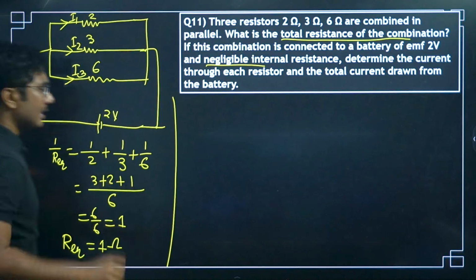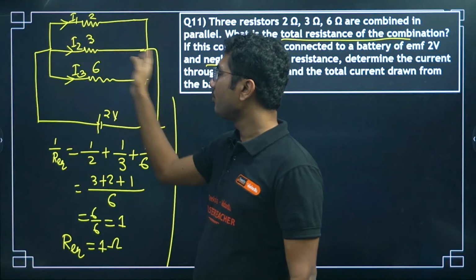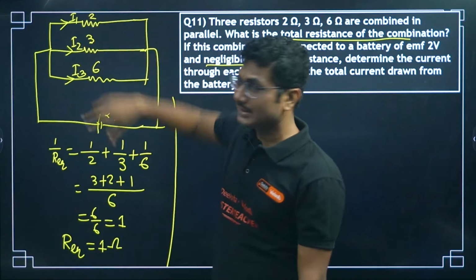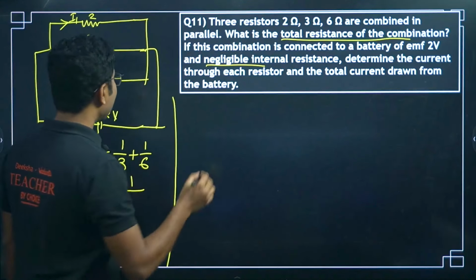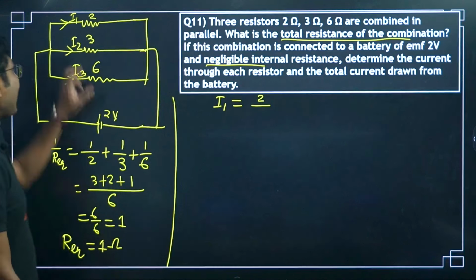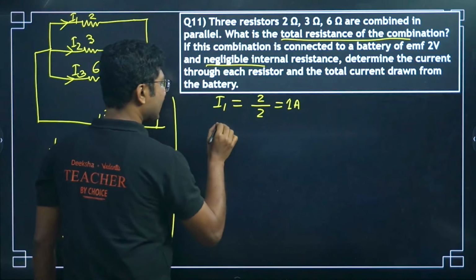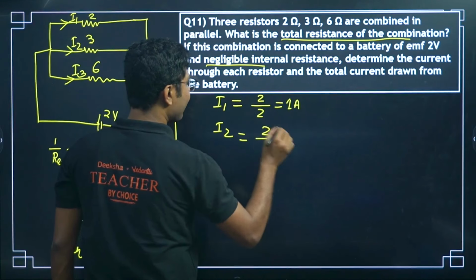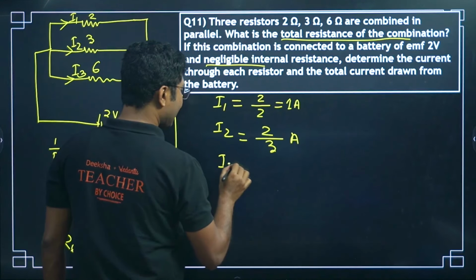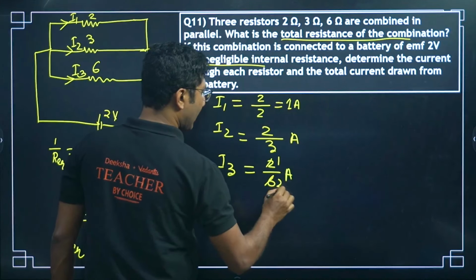Now, if you remember the concept, when the resistors are connected in parallel, the current through each is different, but the voltage across each resistor is the same as the source voltage. So, what is the current I1? I1 will be the voltage that you have applied divided by the individual resistance, which equals 1 ampere. What is current I2? Again the same, the voltage divided by individual resistance. So, 2 by 3 ampere. And what is I3? I3 is voltage divided by individual resistance, which equals 1/3 ampere.